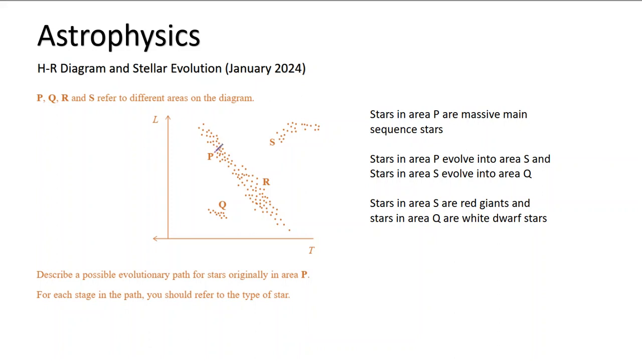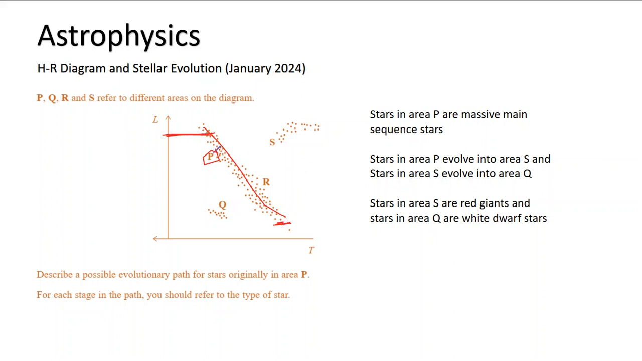So you can clearly see P is on the main sequence. This is the main sequence, right? So stars in area P are massive main sequence stars. Why are they massive? Because they have a large luminosity, and only massive stars can have large luminosities. These stars over here are also main sequence stars, but they are not massive stars. They are actually low mass stars.